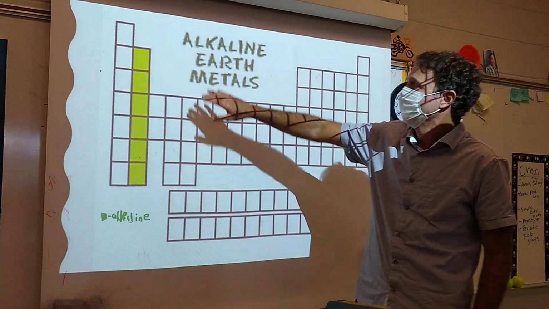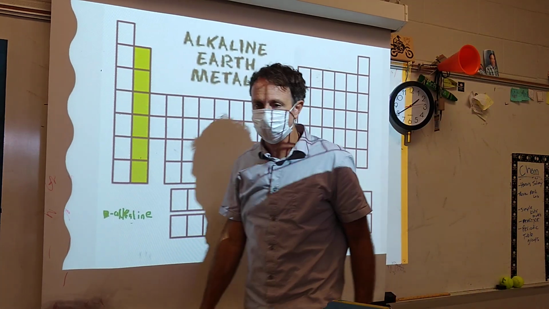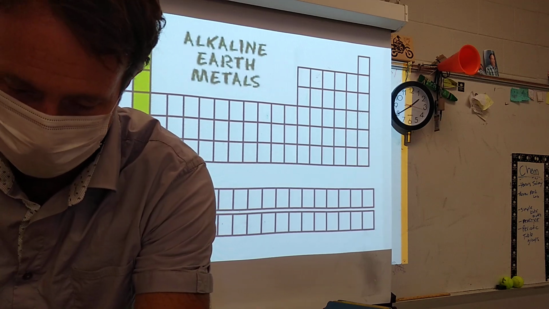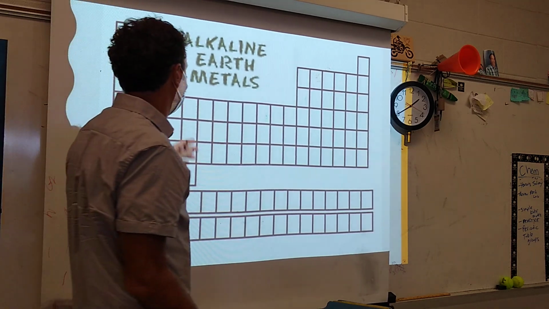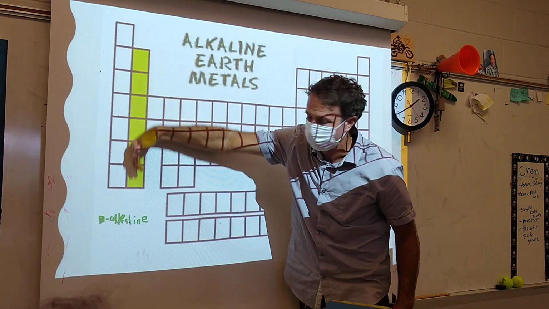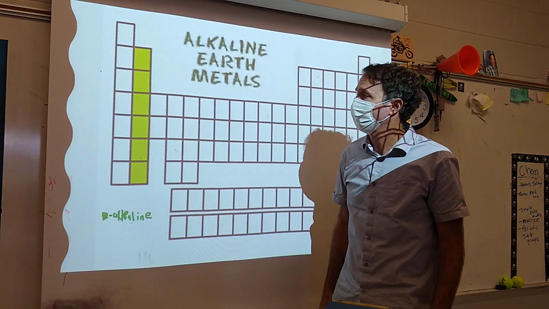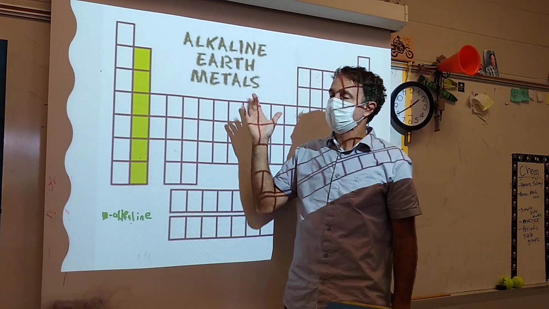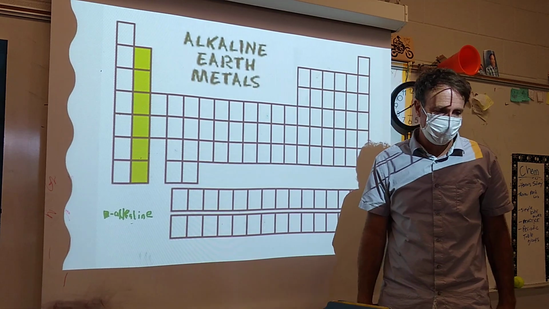All right. Here's the next group, group 2 on the periodic table. Group 2 on the periodic table. These are called the alkaline earth metals. Shade this group in right here, the alkaline earth metals. These are the metals of the earth. Okay?